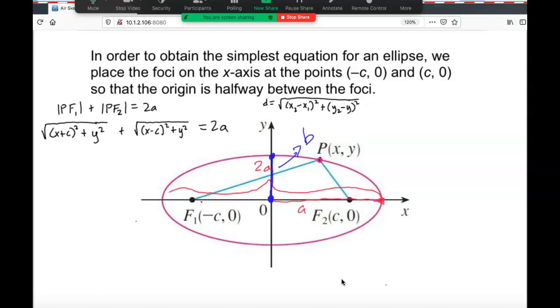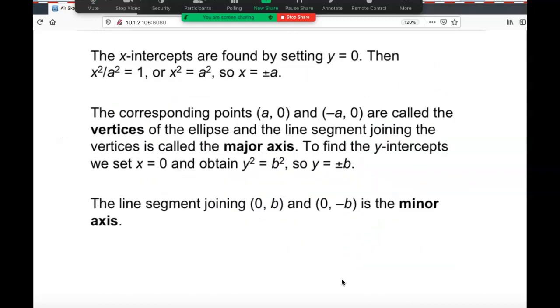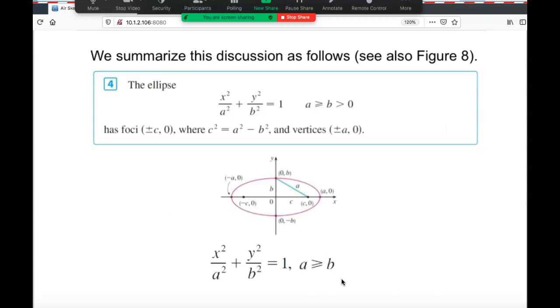All right, so let's get the main points here for an ellipse. We call the bigger axis the major axis and the smaller axis the minor axis. This is a horizontally opening ellipse. It will take the form x squared over a squared plus y squared over b squared, where specifically a is bigger than b. It will have foci at plus or minus c comma 0, where c squared has the relationship a squared minus b squared.